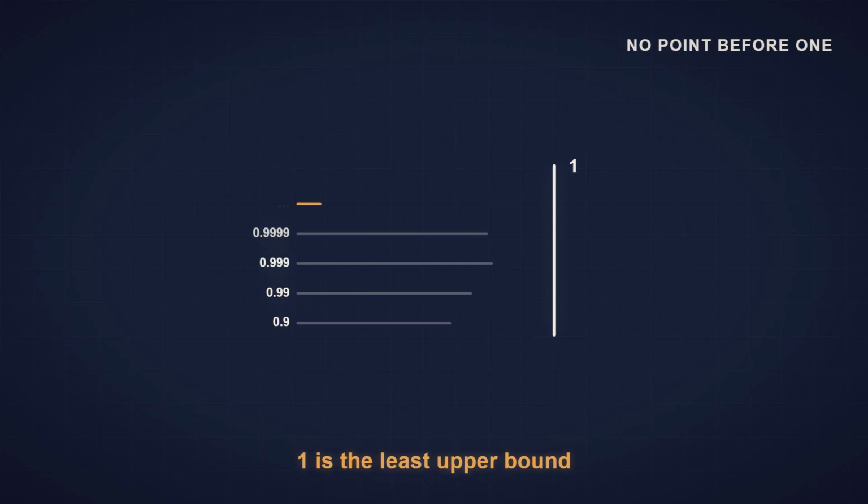Their completeness says that a bounded increasing sequence reaches a real limit, and the sequence 0.9, 0.99, 0.999 is bounded above by 1. Its least upper bound is 1. Inside the real number line, there is no extra point immediately before 1. Any proposed point leaves room for another decimal closer still.